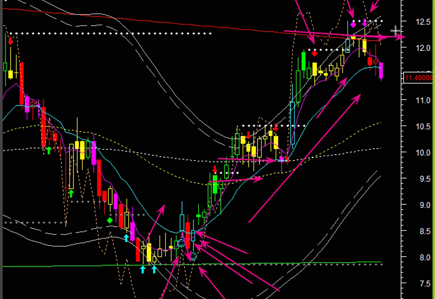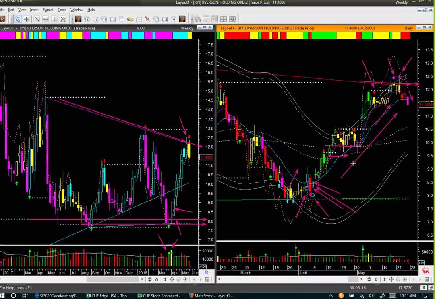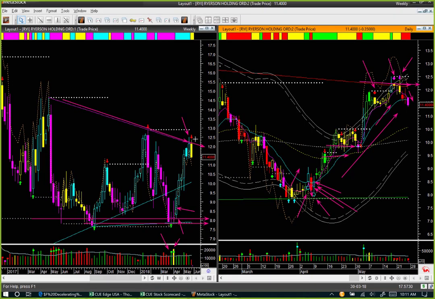Using all those signals, one could take a short trade, swing short trade, and book partial profit by the end of Friday. The industry decelerated. The weekly is pretty bearish in shape. The stock is fundamentally weak, therefore we could continue to hold the short position.